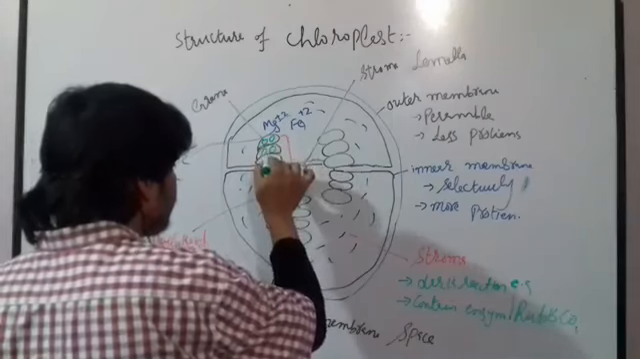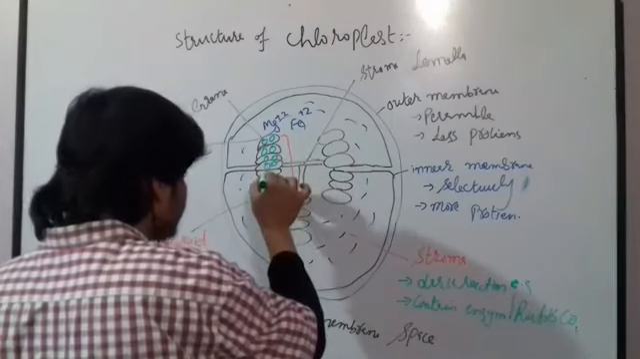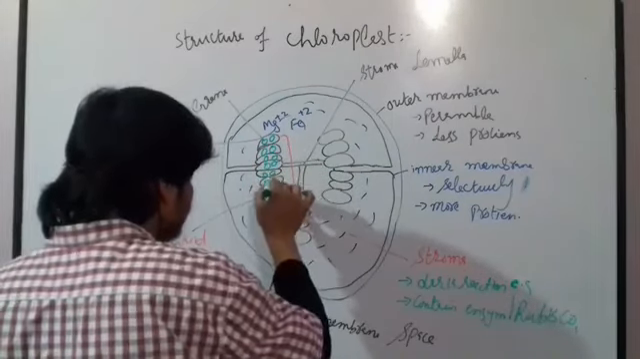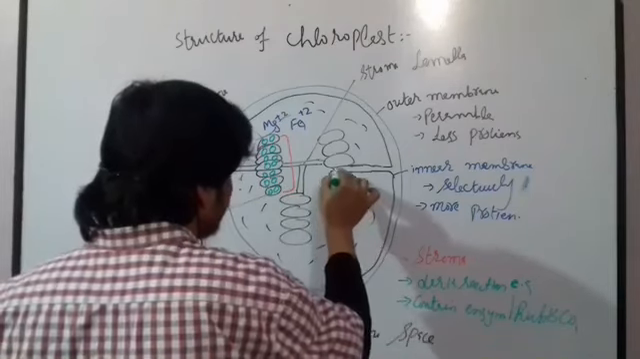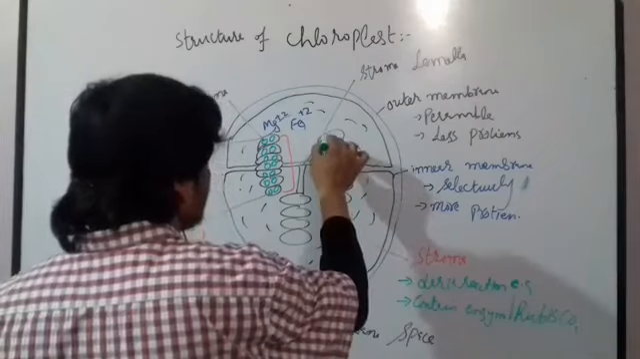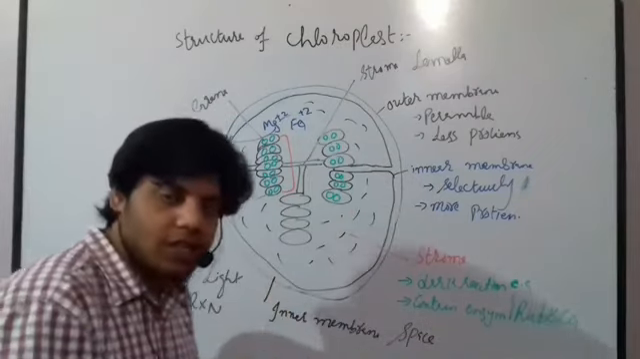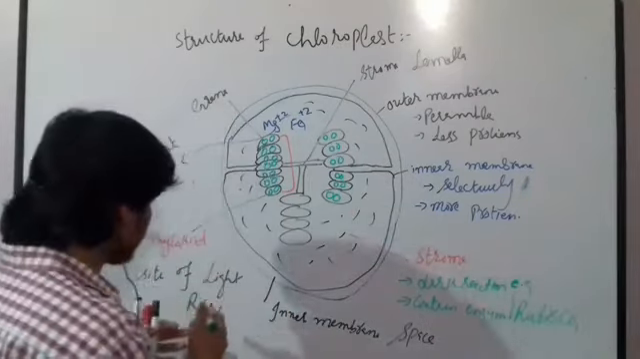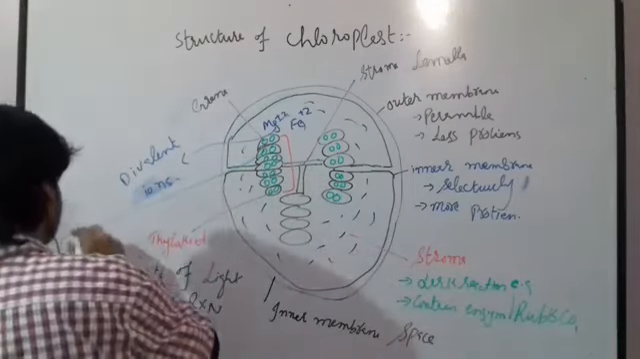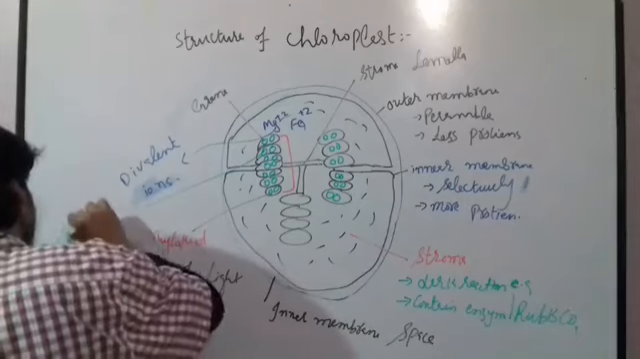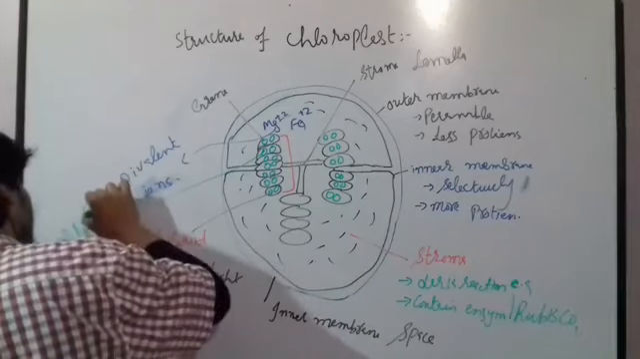Moreover, this thylakoid membrane contains green pigments, as I am drawing. They contain green pigments which are responsible for photosynthesis, and these green pigments are also responsible for the light reaction. These green pigments are called chlorophyll.